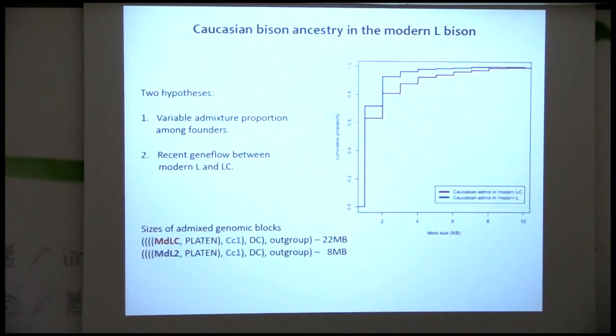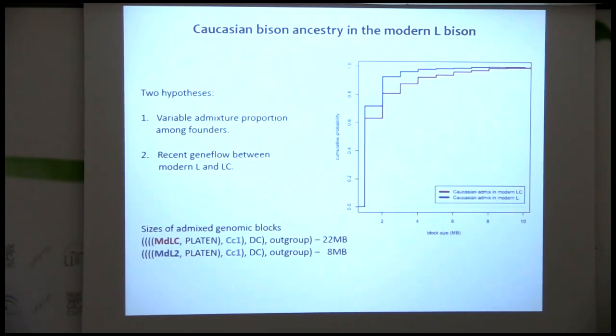Then we investigated evidence of Caucasian bison ancestry in the modern lowland bison. Modern lowland bison shared an excess of derived alleles with Caucasian bison relative to founders. So modern lowland bison appeared to be more admixed with Caucasian bison than founders. This admixture signal could result from either variable admixture proportion among founders or recent gene flow between modern lowland and lowland Caucasian bison. And we further investigated this alternative hypothesis by comparing the sizes of putatively admixed genomic blocks.